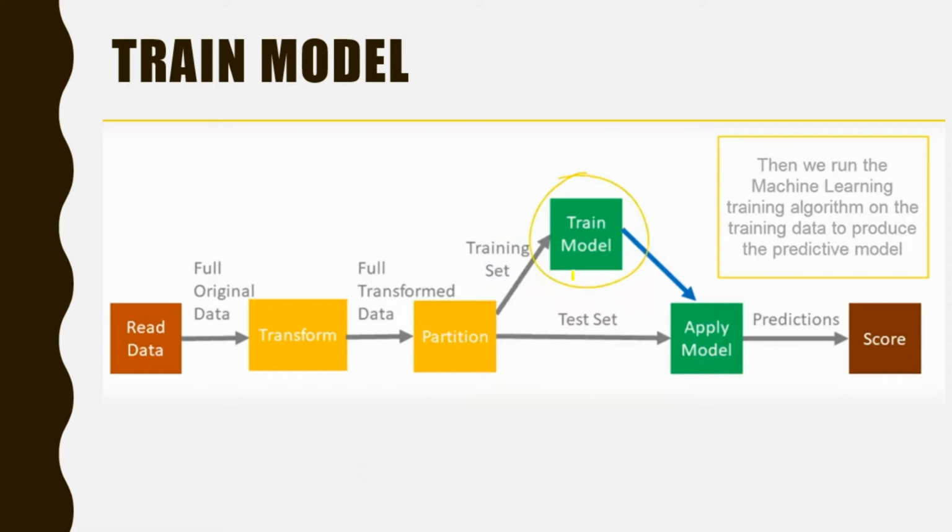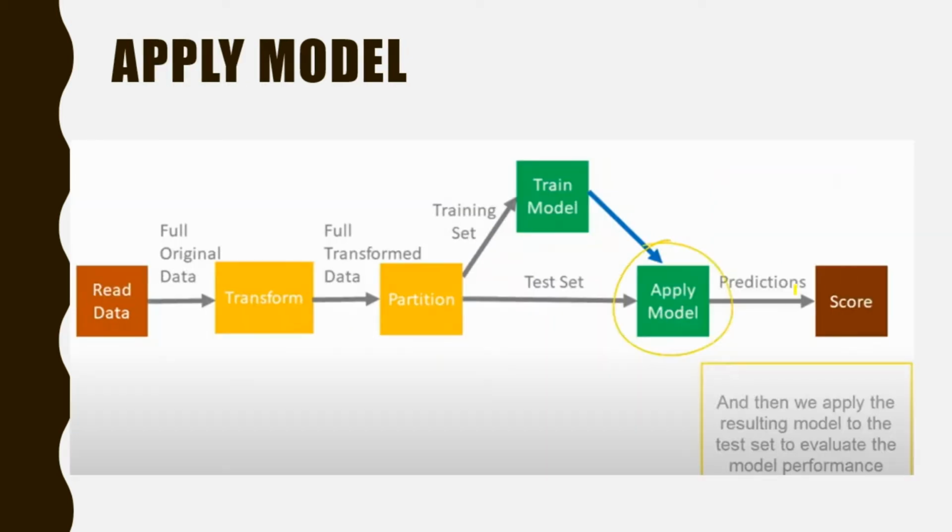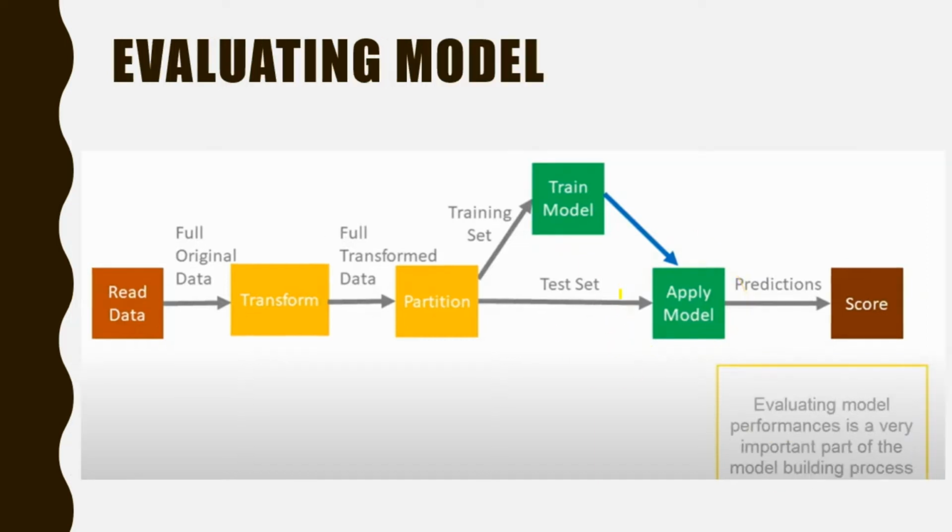So this is the train set. So we run the machine learning training algorithm on the train data to produce a predictive model. So your training set, you are going to subject into train model as we discussed in the earlier slide. Next, your test data, you are going to put it in the apply model. Then we are going to apply the resulting model to the test set to validate the performance. So model evaluations can be done through this apply model.